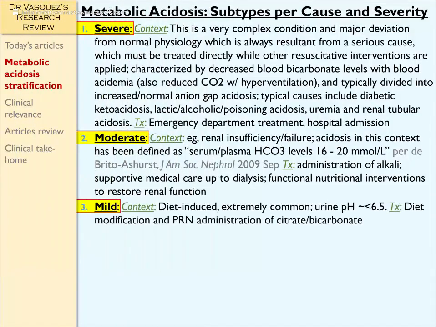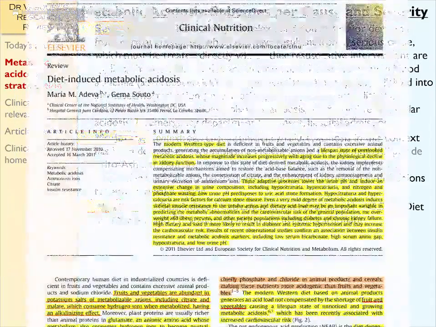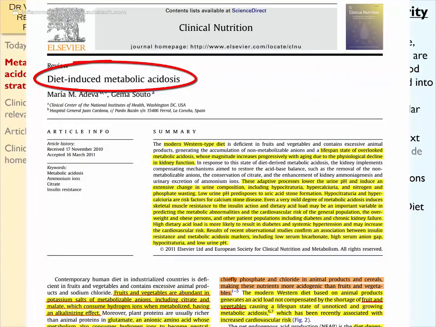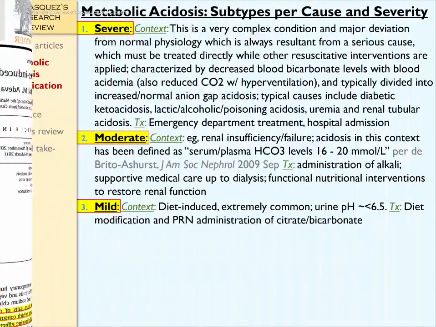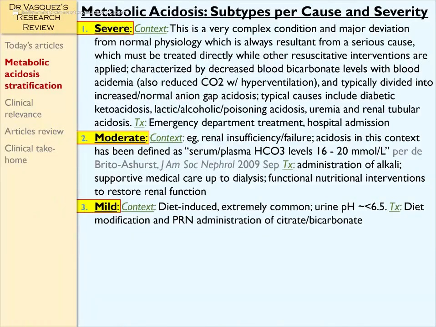Next, let's talk about mild metabolic acidosis. This is typically diet-induced metabolic acidosis and is extremely common, characterized by a urine pH of approximately 6.5, and the treatment here is diet modification and as-needed administration of citrate and bicarbonate.